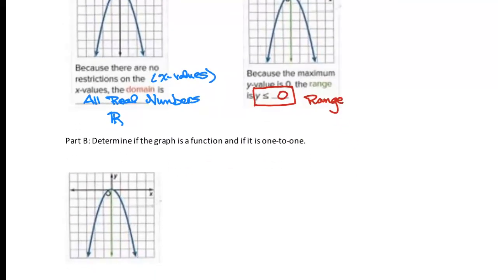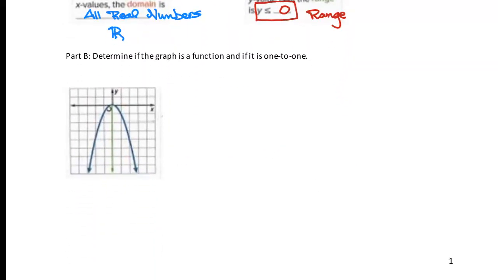Okay. Part B, determine if the graph is a function and if it is one-to-one. So, first of all, function. If you have a graph, we want to do the vertical line test. So, if you take a vertical line, are you only going to cross that graph at any point one time? What's the answer? Yes or no? Yeah. You're only going to intersect it one time. So yes, it is a function.